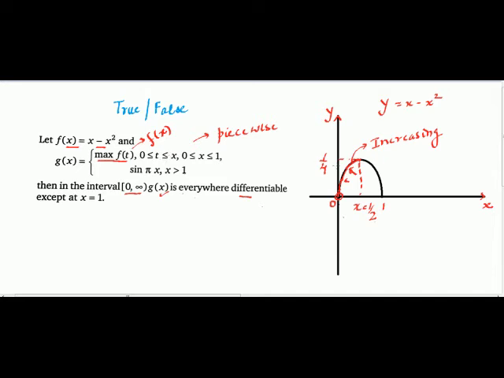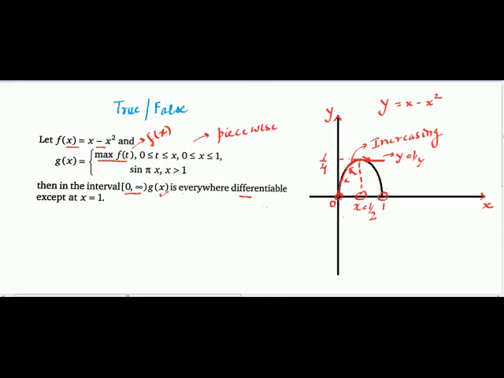Now, what will happen post half? Let's say I start going down. Now, when I'm going down, the function's value will keep going down, but I have to retain the maximum of the value. So all the while when you are going down, the maximum value of the function will always be at this point, which is 1 by 4. So the function will start behaving as a straight line y equal to 1 by 4 in the interval half to 1.